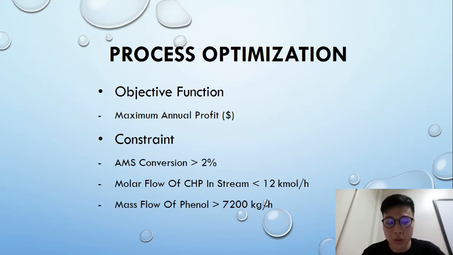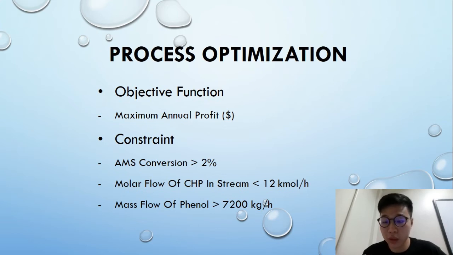So this is our objective function for this optimization, which is maximum annual profit, and we have 3 constraints. The first constraint is about AMS conversion, which is alpha methylstyrene. The conversion of AMS must always be higher than 2%. If you increase the percentage conversion, more AMS will be produced for the recycling process in the simulation, so it will increase the production of phenol.